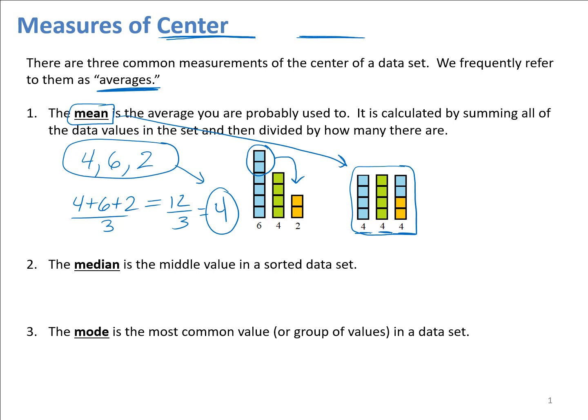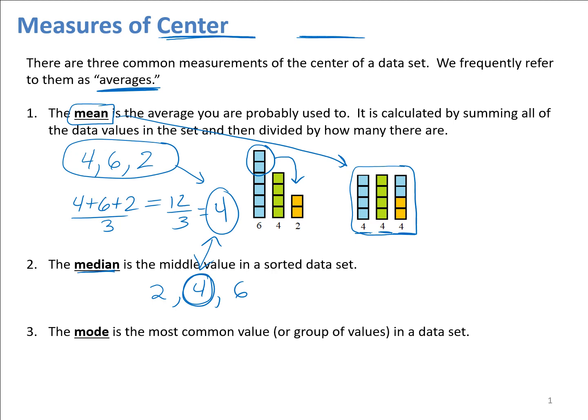The median is a little bit simpler. The median is simply the middle value if you sort the data set. So if we have these three numbers and you sort them from low to high, 2, 4, and 6, the median would be the middle number. Now, in this particular data set, I have the same mean and median, but that doesn't have to be the case. And then the mode is the most common value in the group of values.